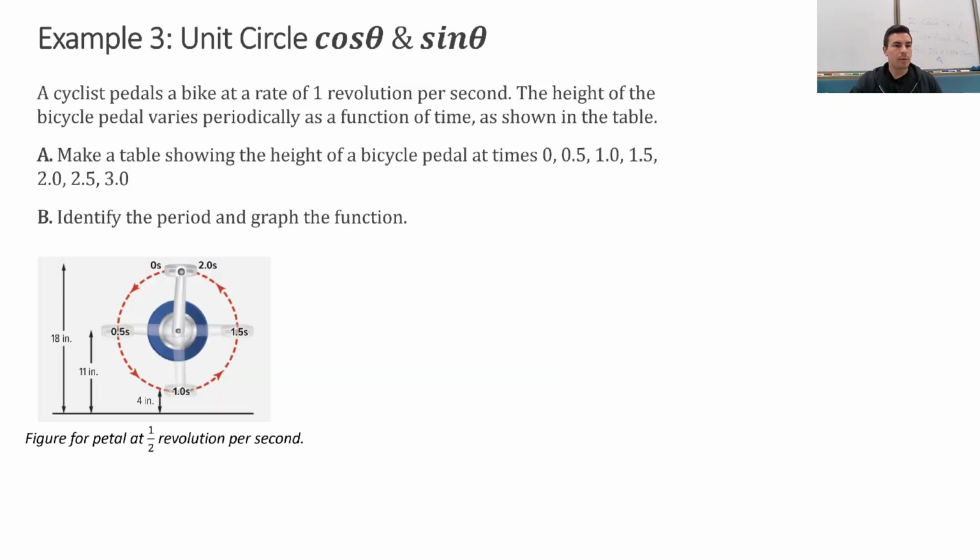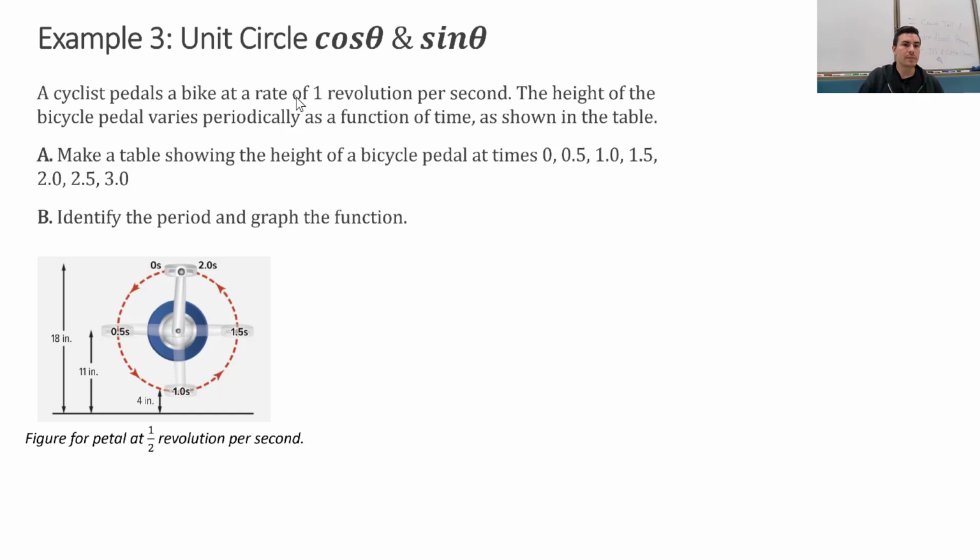Alrighty, another example. Here we have a cyclist pedaling a bike at a rate of 1 revolution per second. The height of the pedal varies periodically as a function of time. Now you can see down here we have a figure for a pedal at 1/2 revolution per second. And this is just giving us the height of the pedal at certain time stamps.